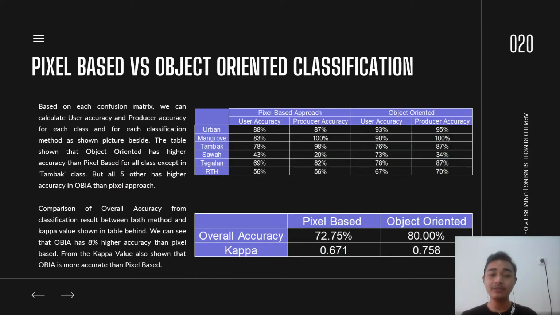Based on each confusion matrix, we can calculate user accuracy and producer accuracy for each class and each classification method, as shown in the picture beside. The table shows that object-oriented has higher accuracy than pixel-based for all classes except the Tambak class. But all 5 others have higher accuracy in OBIA than the pixel approach. The comparison of overall accuracy between both methods and the kappa value is shown in the table behind. We can see that OBIA has 8% higher accuracy than pixel-based, and the kappa value also shows that OBIA is more accurate than pixel-based.